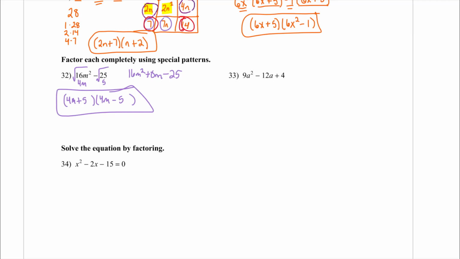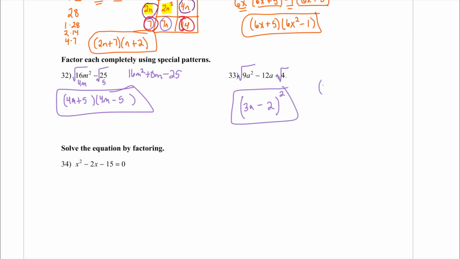On the next one that we have that has three terms, this is funny because with the special pattern, you do square root and square root here, and then you say, okay, the only thing I really care about from the middle is the negative. So we put one parentheses, we put a negative in the middle because it's negative 12a, and then we square root the outside one. So 3a and 2, this is our answer.